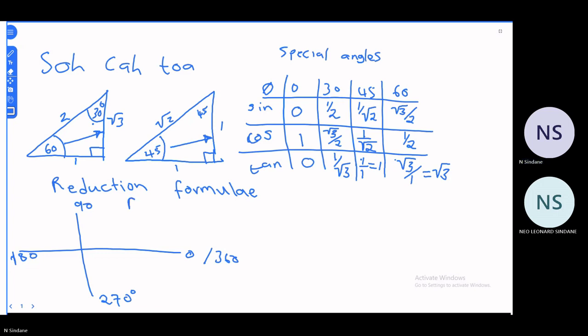Okay, all students take coffee. In the fourth quadrant, we also have negative angles.